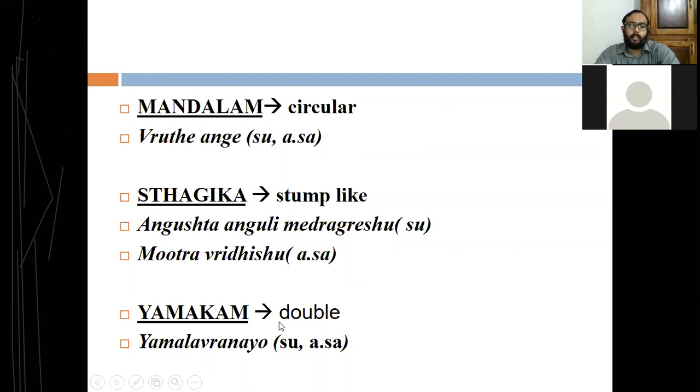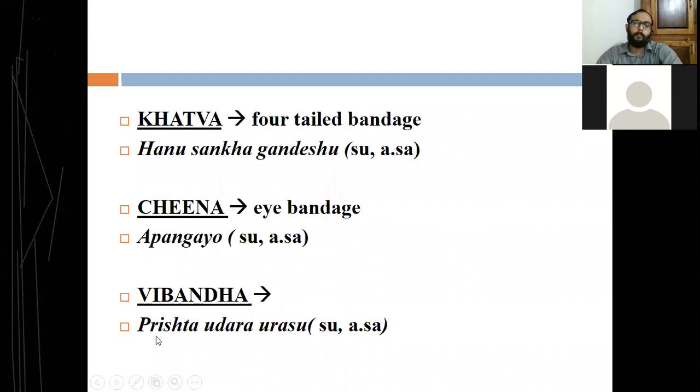Yamaga or Yamala is a double bandage. If there is one wound over this particular area and another over this particular area, at the distal end of the humerus and the proximal area of the forearm, whenever there are two ulcers or two wounds, if we are covering these two areas with a single bandage, that particular bandage is called Yamaga Bandha or Yamala Bandha.